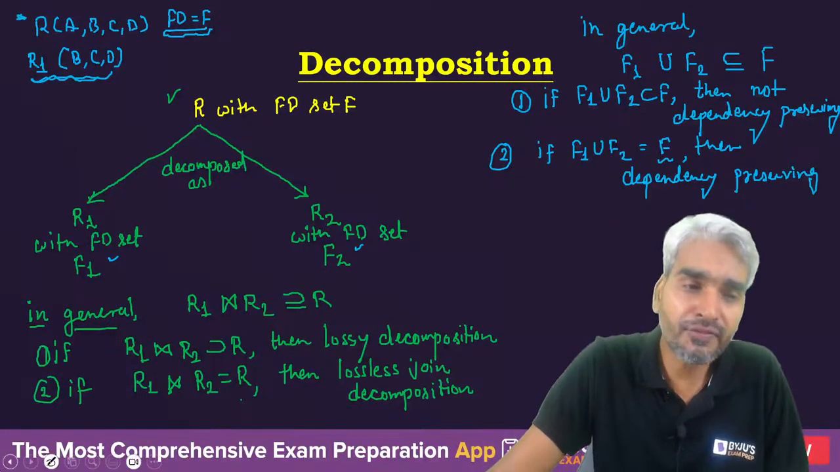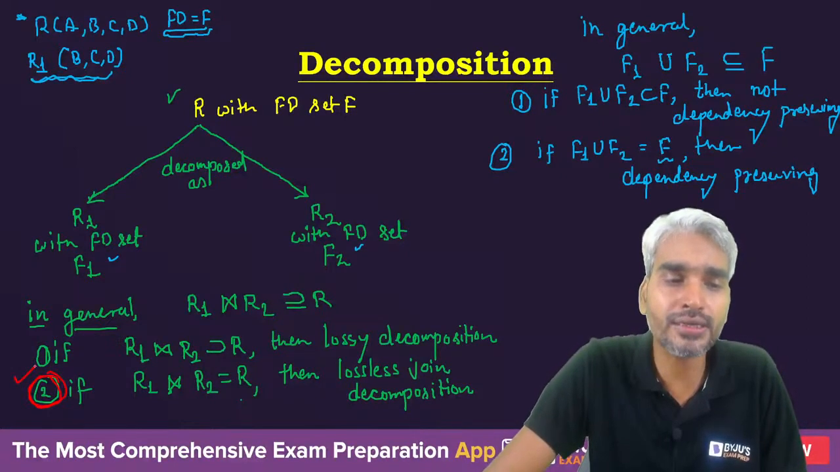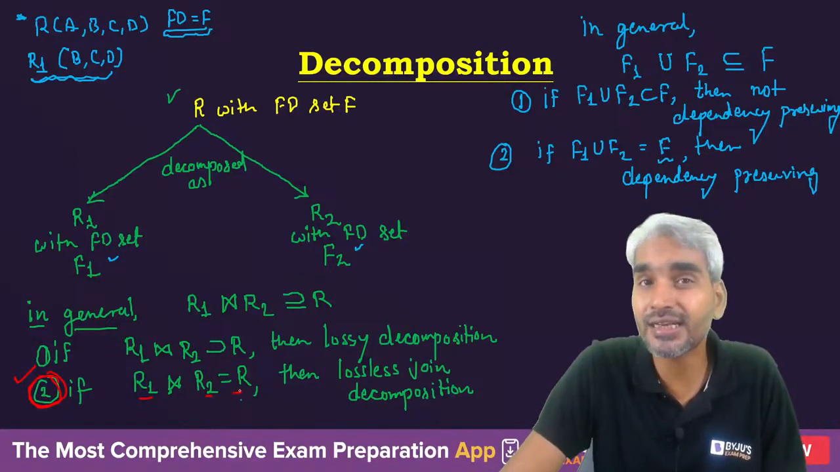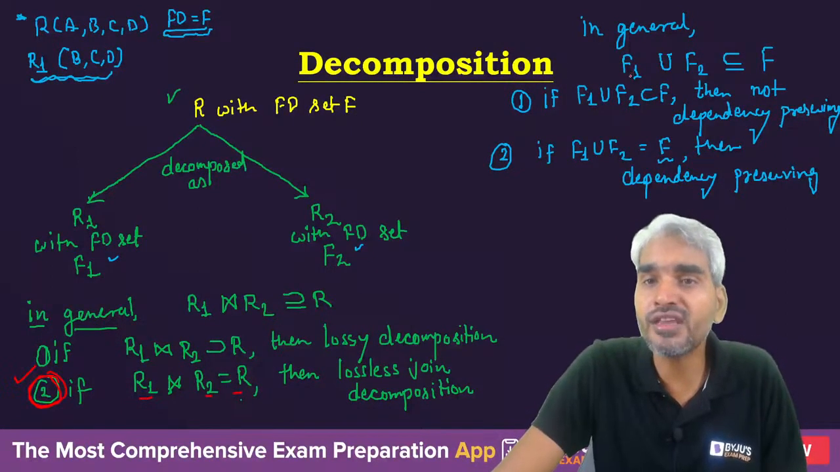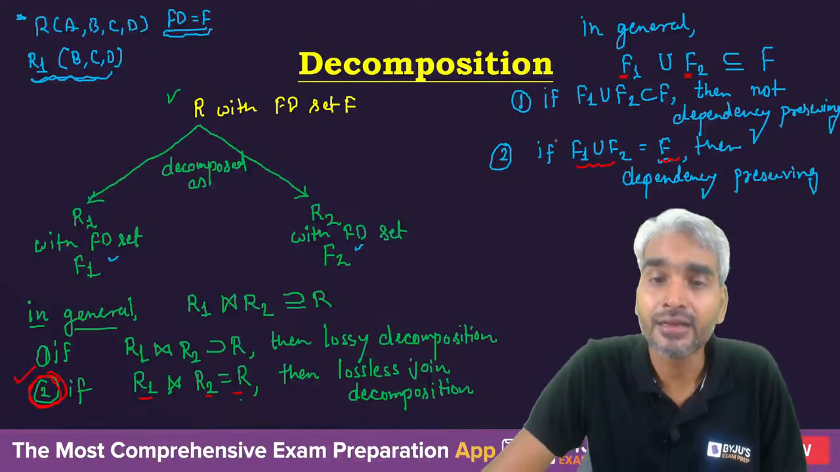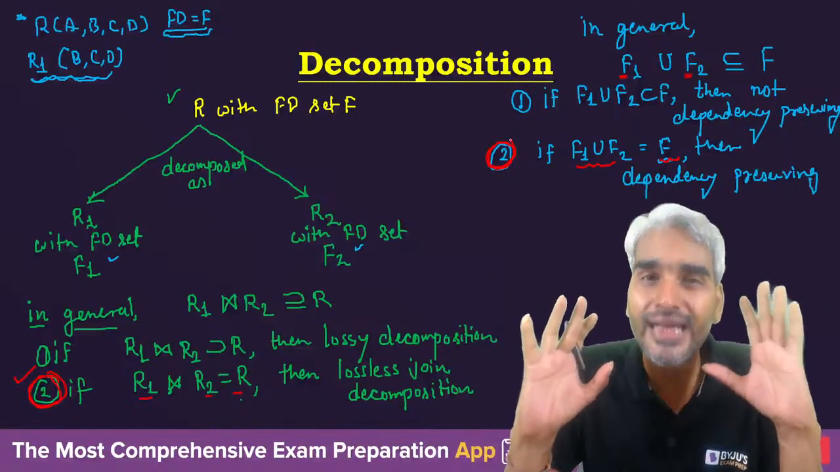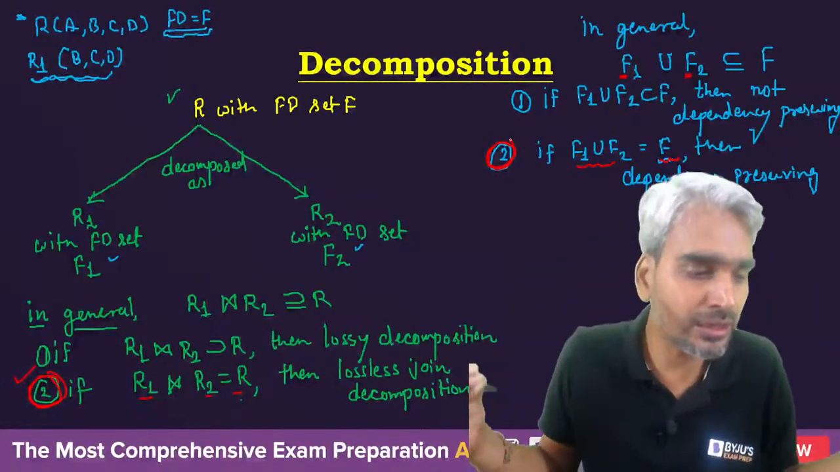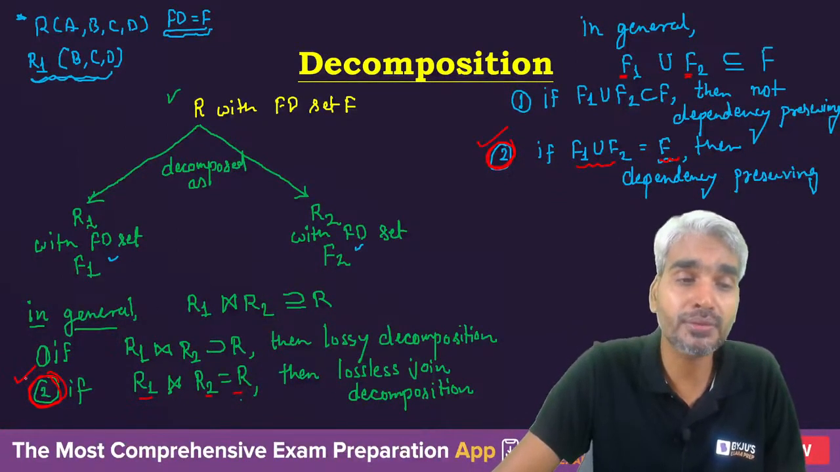So what's the idea? If you are decomposing a relation R into two subrelations R1 and R2, then the second term should be followed: the natural join of R1 and R2 should be exactly equal to the original relation R, and the union of the FDs of relation R1 and the FDs of relation R2 should result in the FDs of original relation R. So if these two properties are satisfied, then we say that the decomposition is correct, that it is dependency preserving as well as lossless join decomposition. These two properties must be preserved.